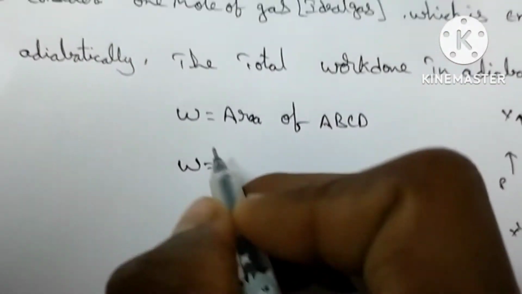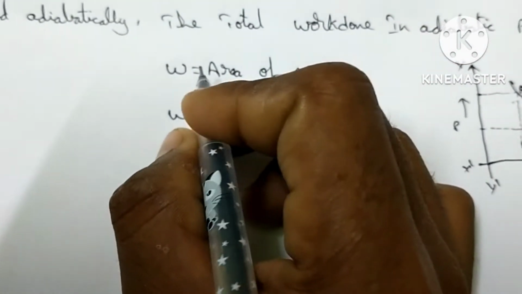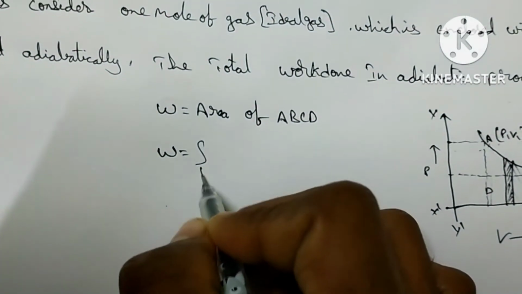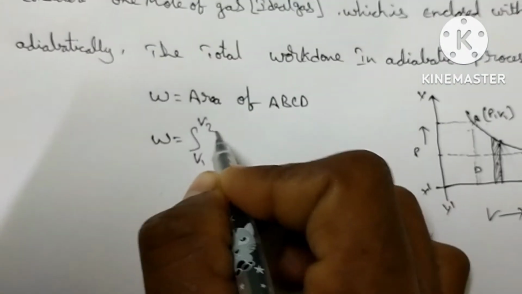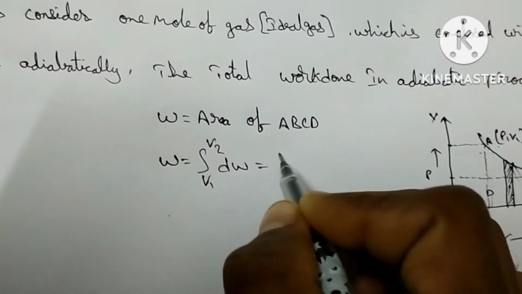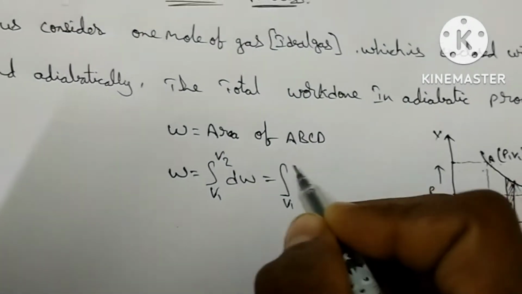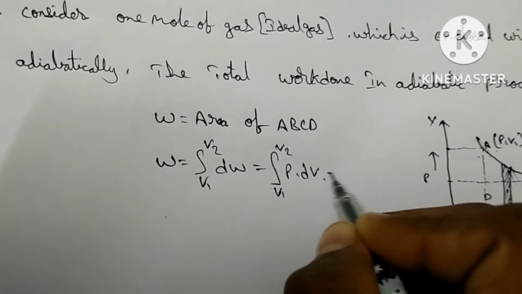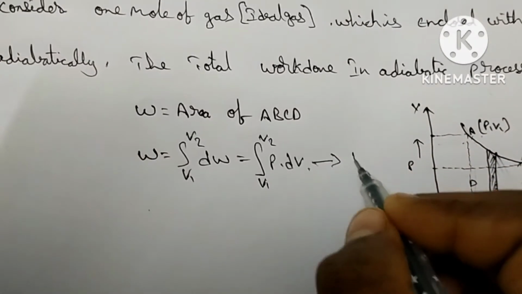In expansion, here W equals integral V1 tends to V2, dW equals integration V1 tends to V2 P dV. Let us say this is equation 1.